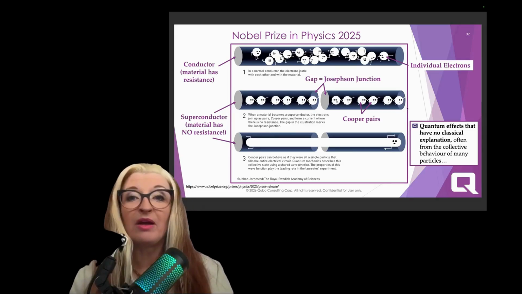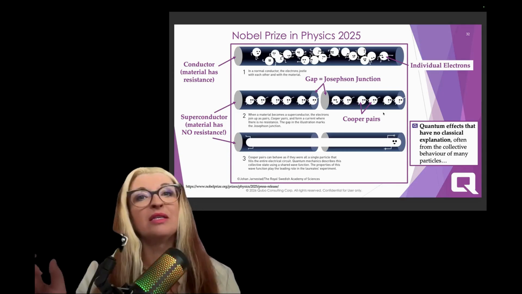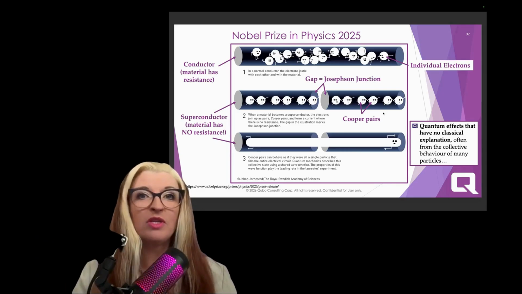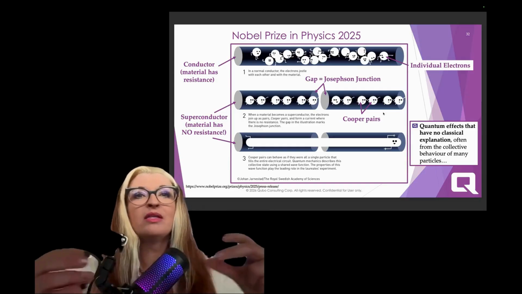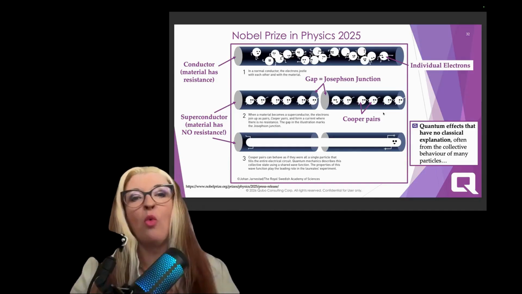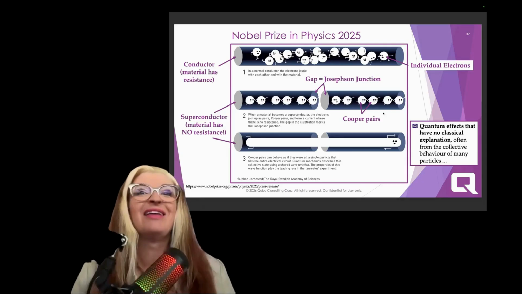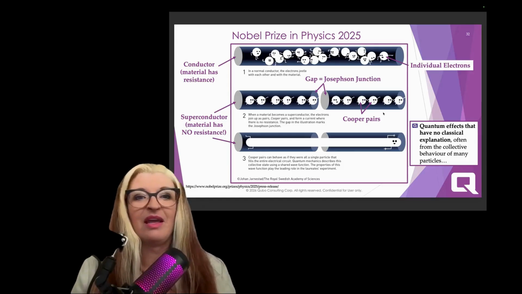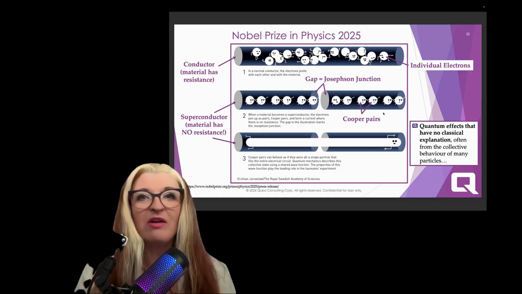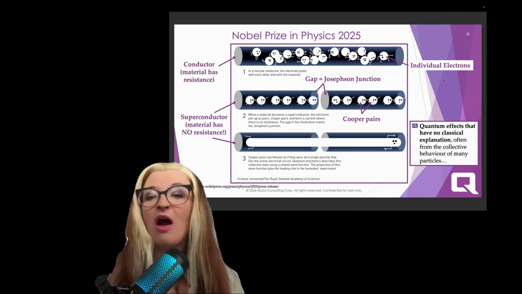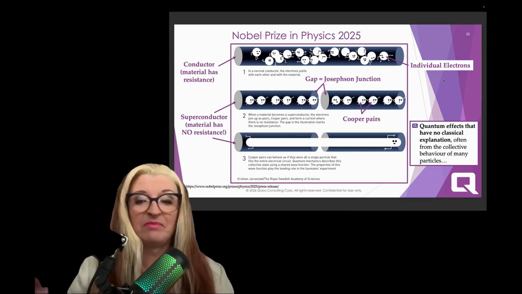So these Cooper pairs actually stop acting as individual pairs of particles, and now it's just one continuous wave function, one continuous mathematical expression that explains this state. And this is very, very, very bizarre, but very useful because we can make a lot of quantum devices using that effect.